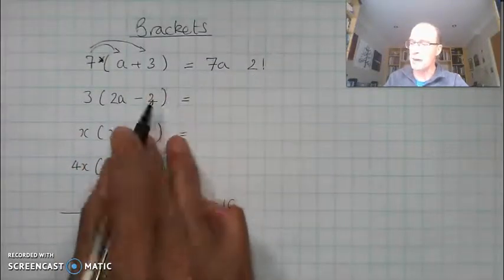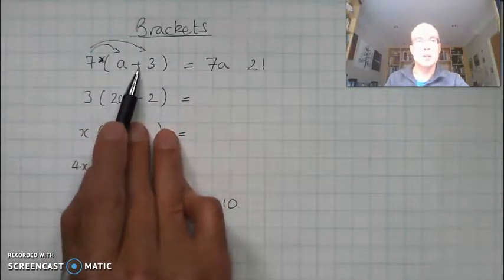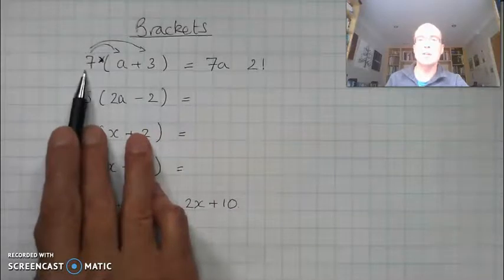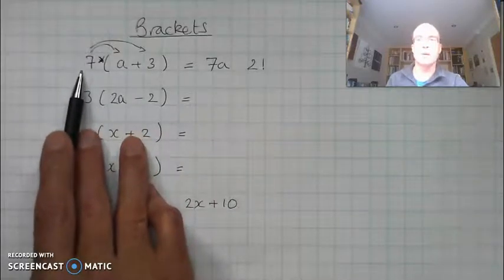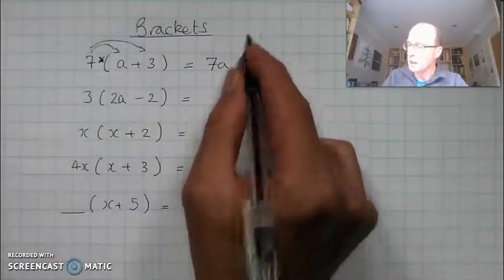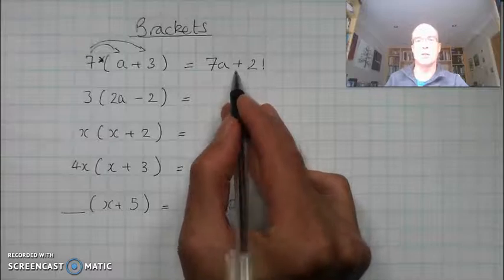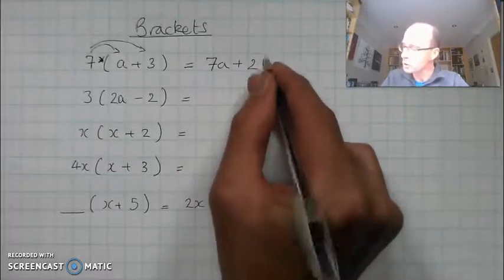And I'm going to have a think about my sign. So I've got a positive here. I've got nothing in front of the 7, so remember, if I've got nothing there, I'm going to assume it's a positive number. So a positive times a positive, and I'm going to end up with positive. So positive times a positive is positive. 7A plus 21.